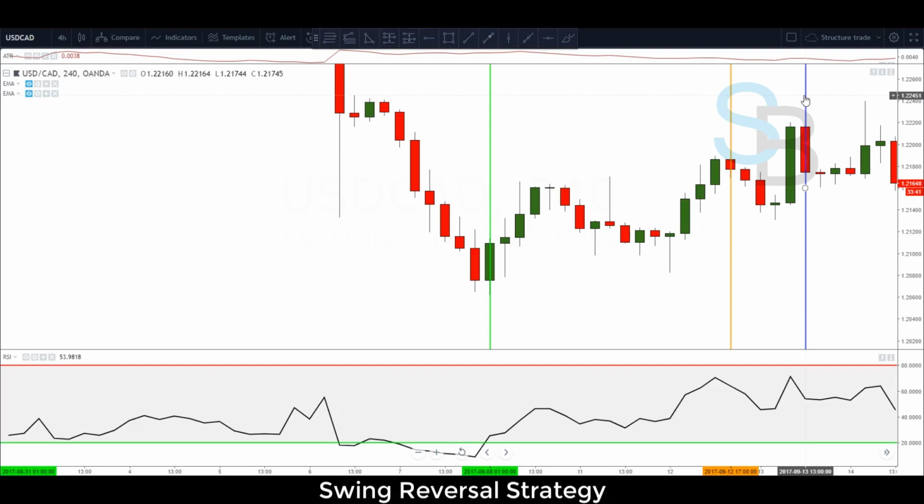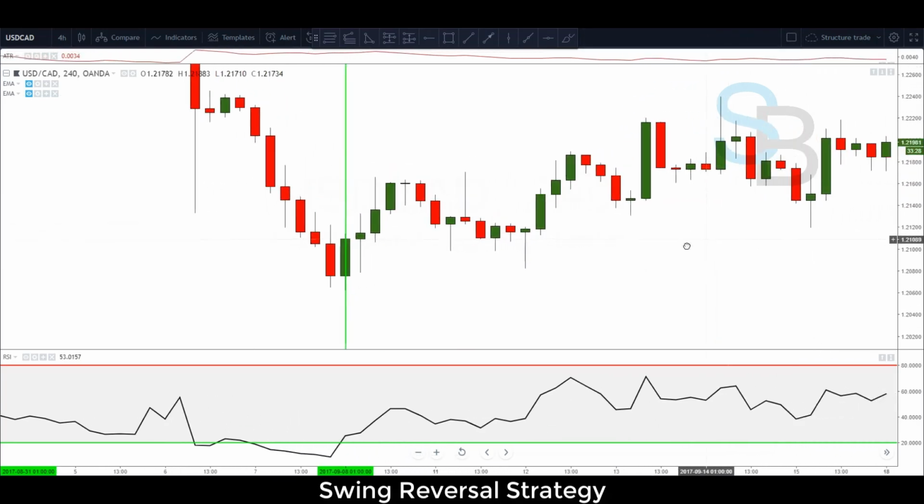Some pairs will only work well with the 1, 2, 3 reversal or swing reversal. So keep that in mind. Let's go ahead and continue to look for entries here on the dollar Canada.